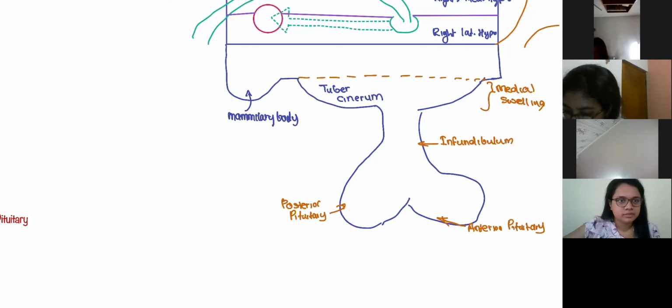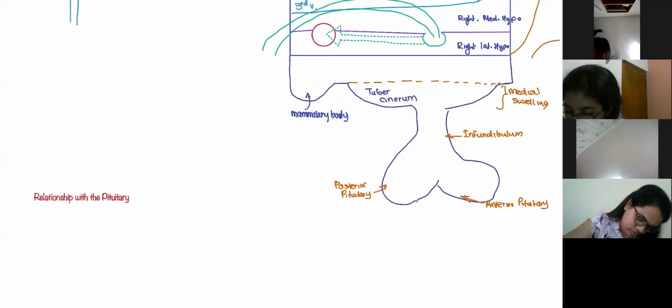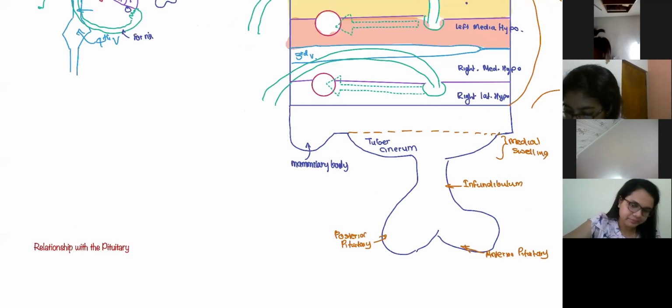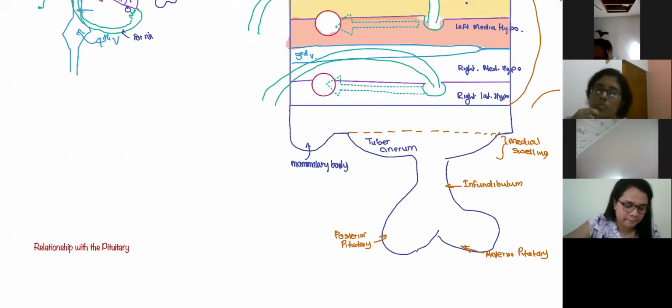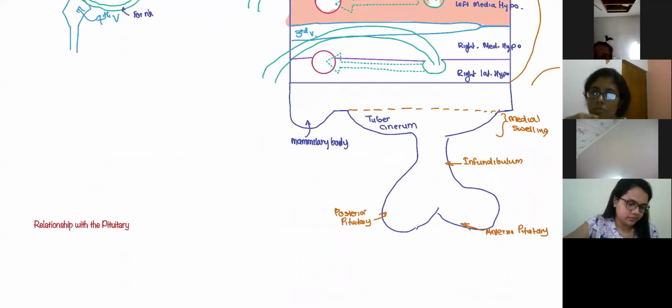Now, I'm going to go into a little bit of detail about the pituitary because there's a tumor of the pituitary we need to discuss. So the hypothalamus has a very intimate function with the endocrine system, okay, with the pituitary gland.